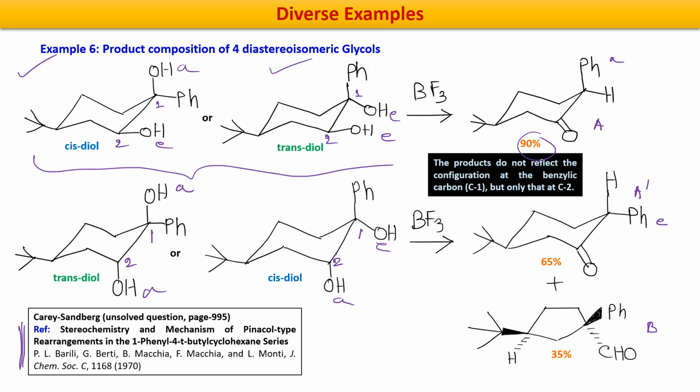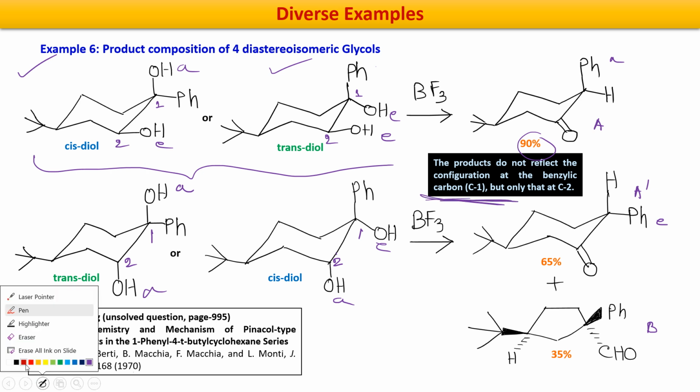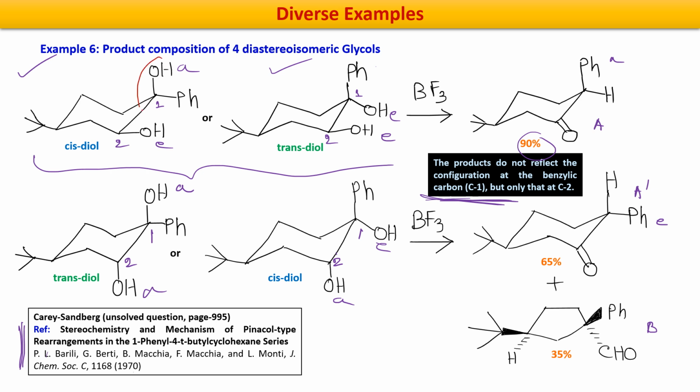One thing is clear: the products that we are getting, 3 different types of product, A, A prime and B, do not reflect the configuration at the benzylic carbon. Just let me change the color. If you simply look at these 2 positions, the OH and pH, they are changed. Whatever change is there at the C1 position, the benzylic carbon, the products do not reflect the configuration. So whatever the position of OH and pH at carbon number 1, it doesn't matter. You are getting the same molecule.